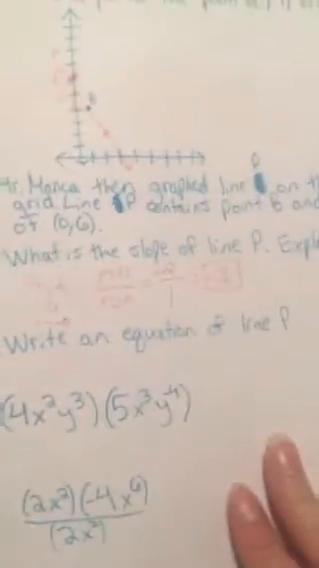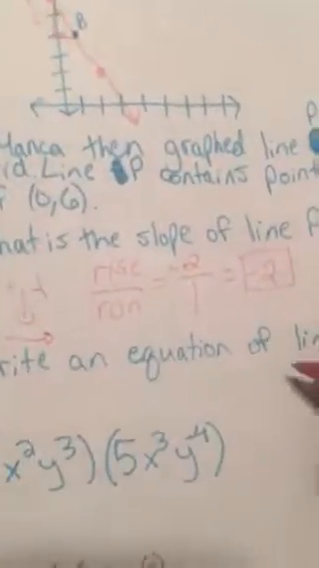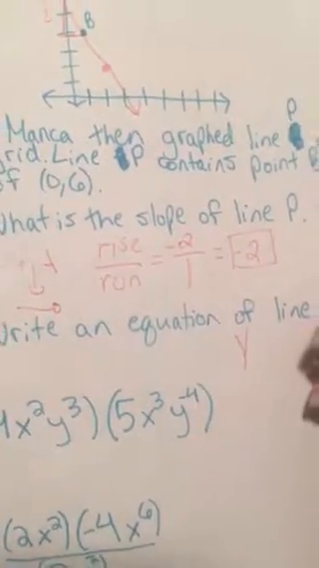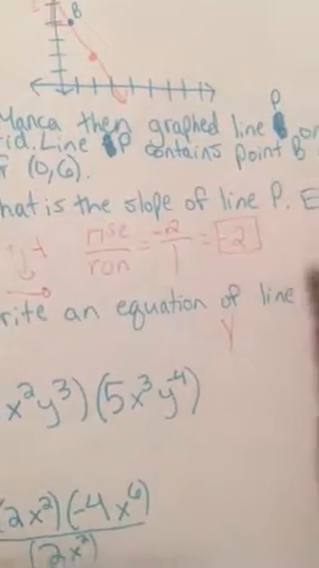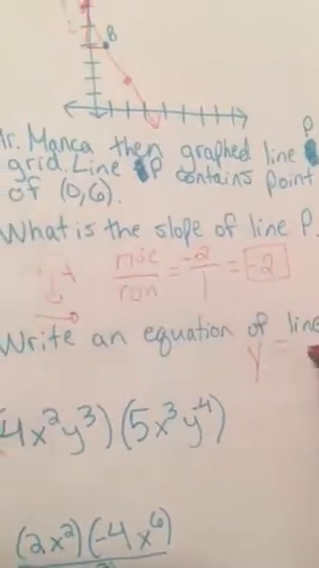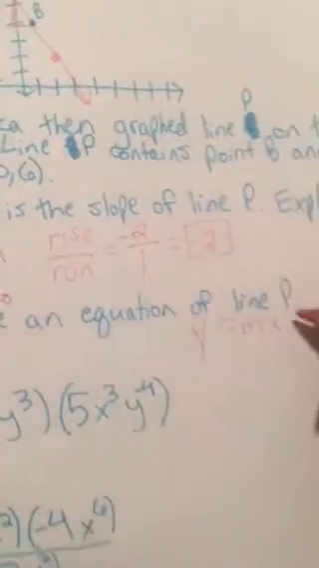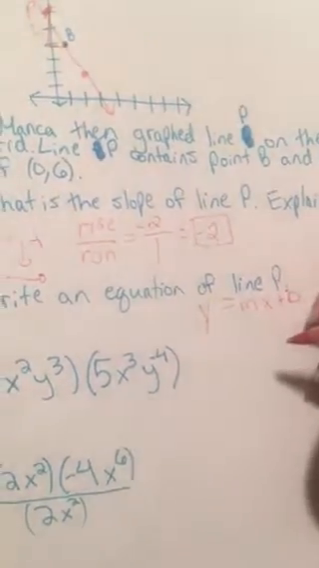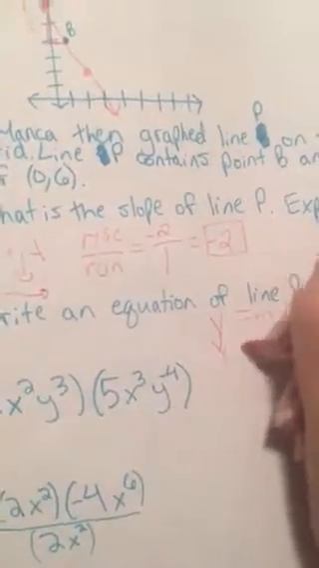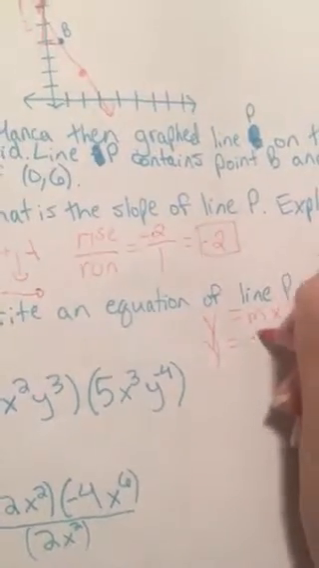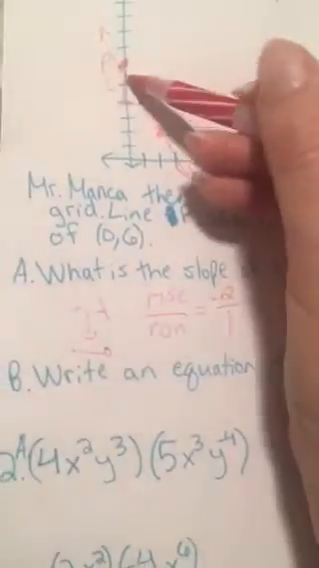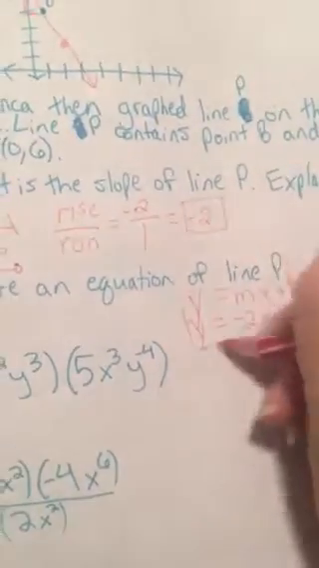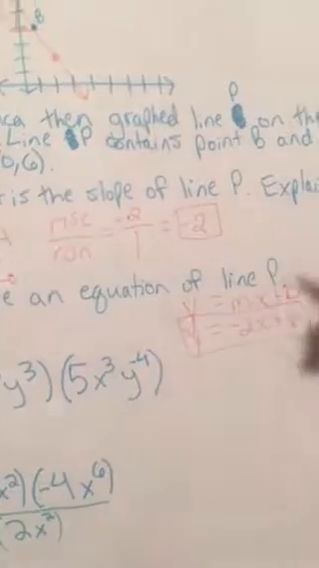Okay, part B says write an equation of line P. Whenever we see write an equation of a line, the first thing that should come into your mind, and the first thing you should write down, is y = mx + b. You must write that down. Okay, and then y equals, our slope was -2x. Our y-intercept is 6. And that is the equation of line P.